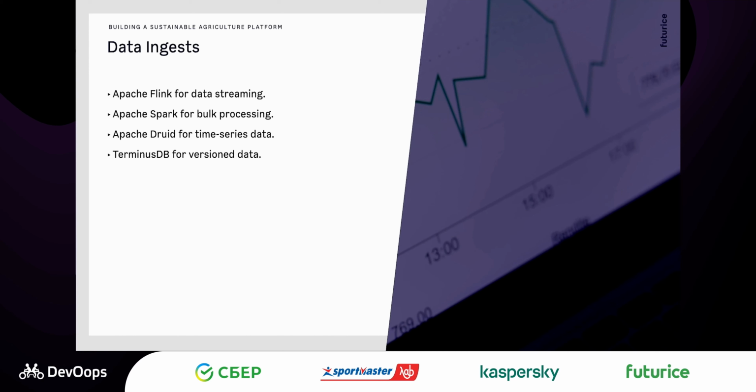Firstly, data ingest pipelines need to include streaming data from the edge devices located on the farms and bulk ingest from the third-party commodity and meteorological data hubs. For streaming from edge devices, I used Apache Flink.